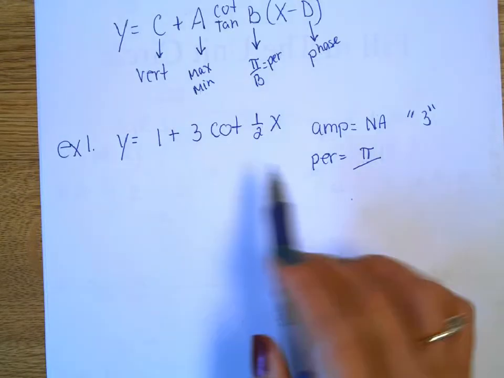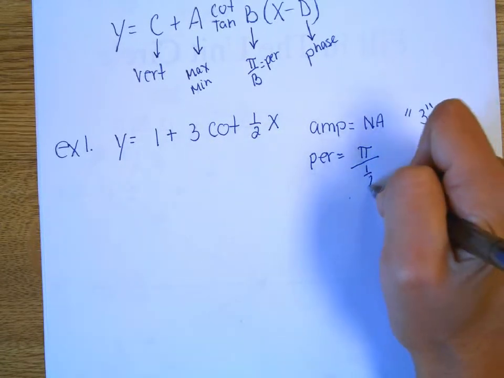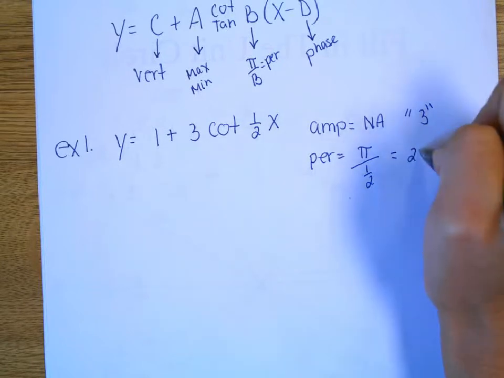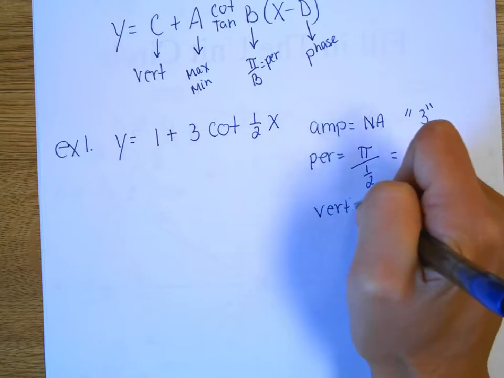All right, so that's coming in. What's my B number here? 1, 3, or the half? Half. So what am I going to get for the total period? 2 pi. Literally, just write that down in my notebook. Vertical shift.